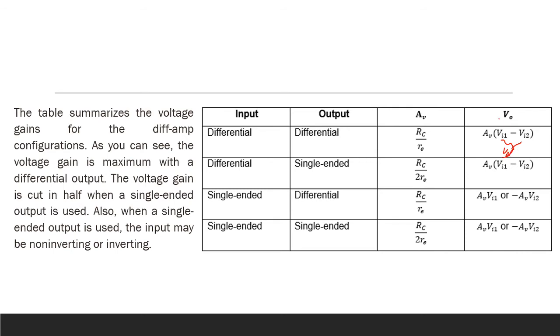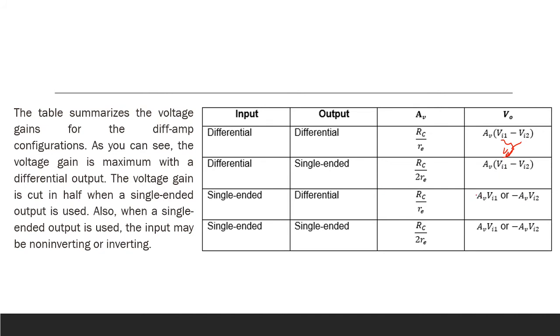This is VD. Now, kapag naman differential ang input, ang output mo ay single-ended, ang maiiba is your gain. Yung gain mo is RC over 2RE. And then, ang V out mo is same nung sa kanina. So, that is AV tapos V in 1 minus V in 2, or AV times VD. Now, kapag single-ended naman ang input natin at ang output natin ay differential, that is RC over RE.